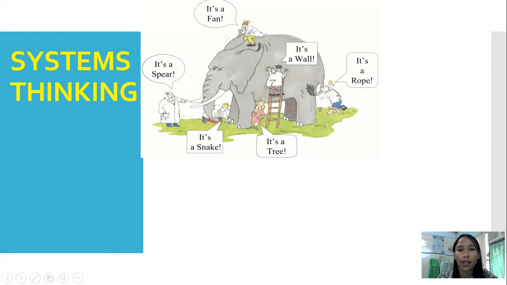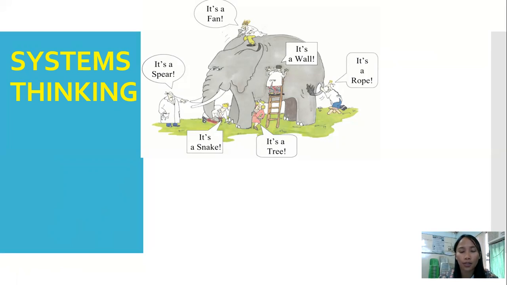This one thought that the elephant was like a wall by touching its body. This one thought that the elephant was like a rope by touching the tail. And this one thought that the elephant was like a fan by touching those ears. So they had these different views. They had different findings. They were arguing what an elephant really is because they had different views.